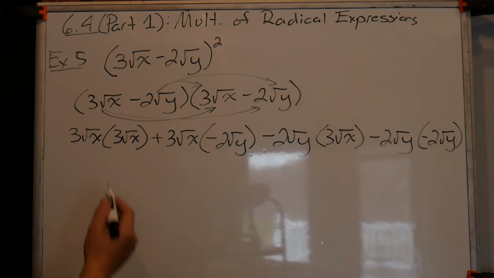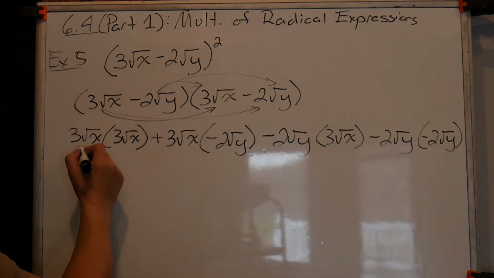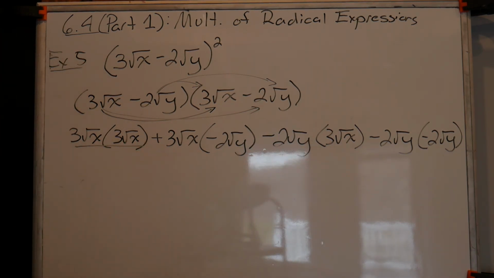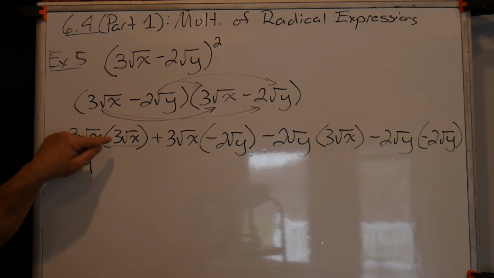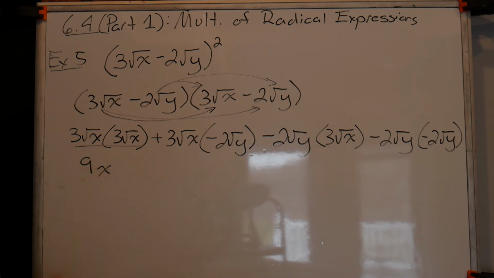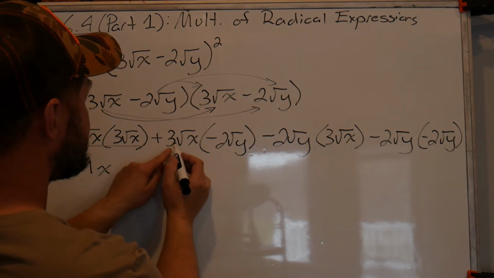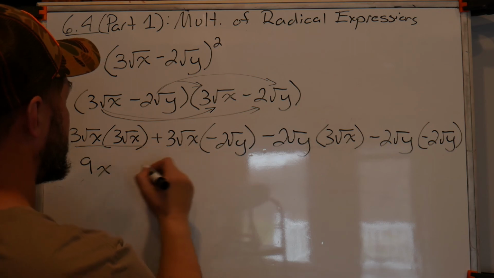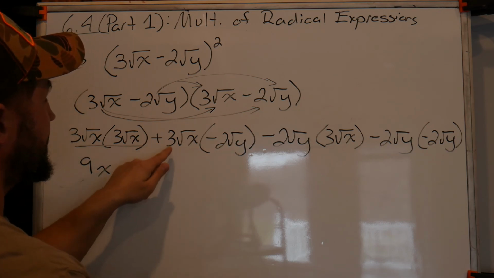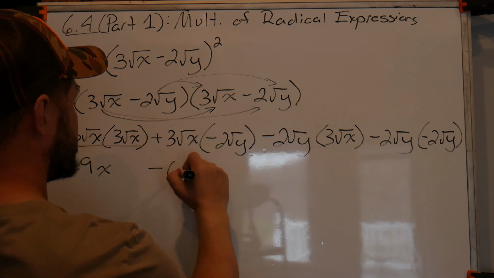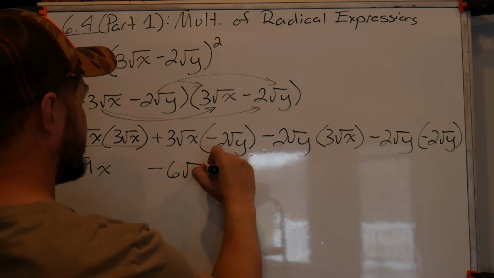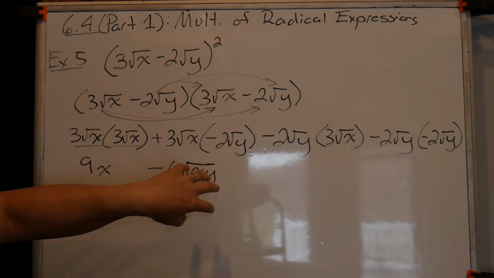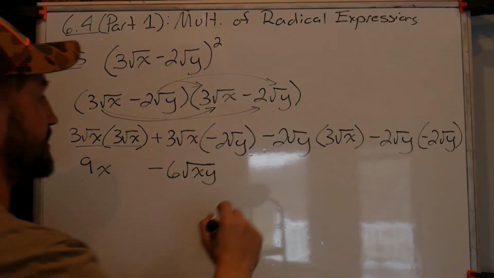Now we simplify. I expanded it, now I simplify. This is 3 times 3, which is 9. Square root of x times square root of x is x. That's what that piece becomes. Here, I have a positive and a negative, so I have minus. I have 3 times 2 is 6. I have square root of x, square root of y. I can't do anything with those, but I can combine them under the same radical symbol.